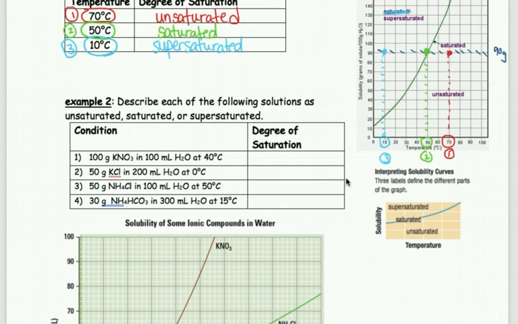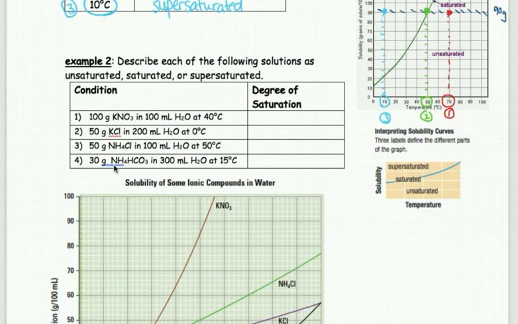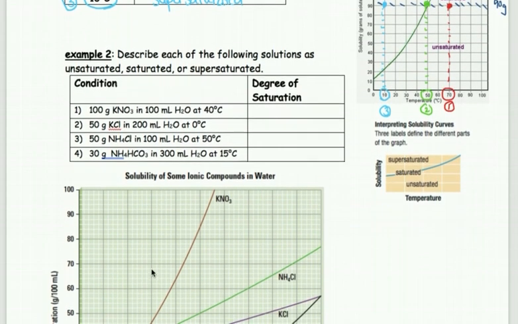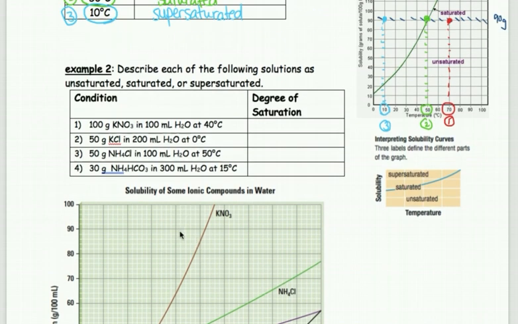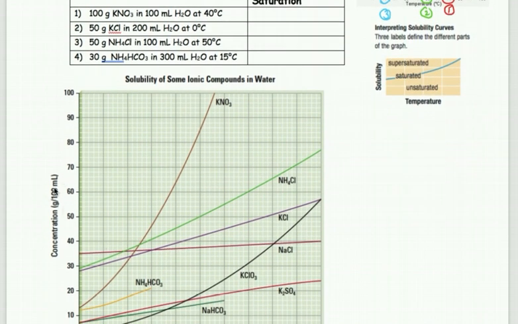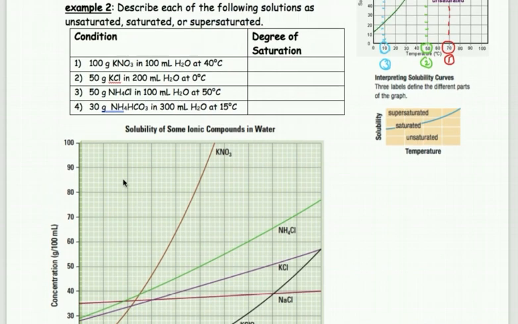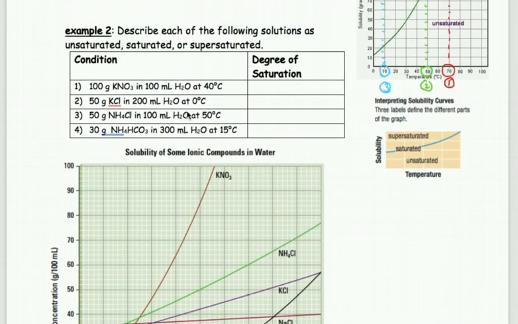So what we're doing here is, here are the conditions. So we have 100 grams of potassium nitrate. So we could use this graph, or we can use the one down here. Just maybe we'll use this one. In 100 mils of water. So we have 100 mils, and it doesn't say water, but it is in this case here, in water. And it's at 40 degrees. So with those conditions, we have 100 grams of potassium nitrate and 40 degrees Celsius. What is the degree of saturation?